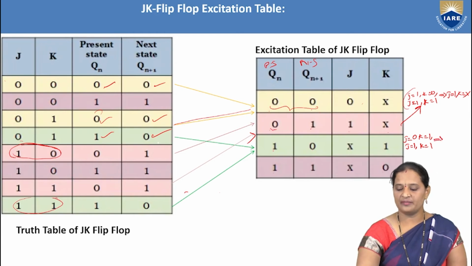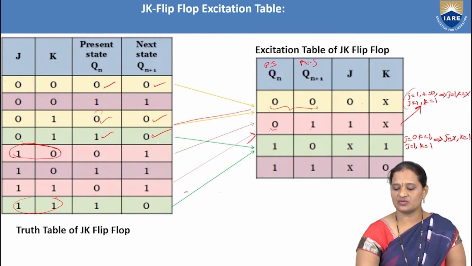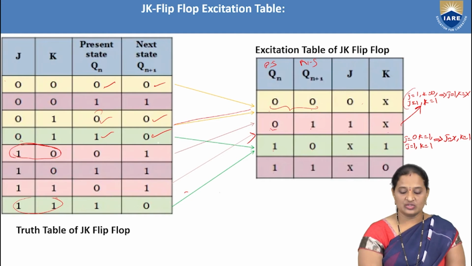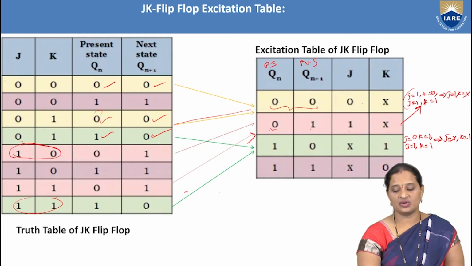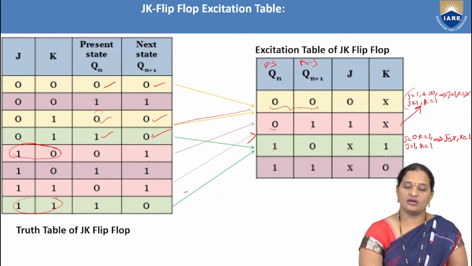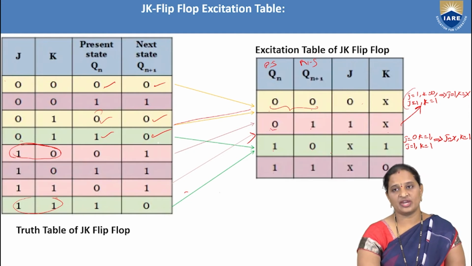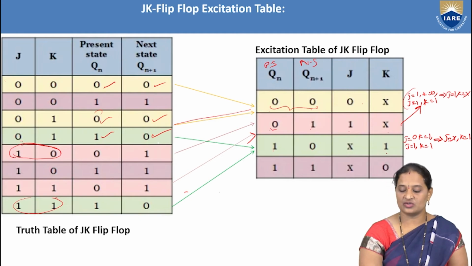So j is equal to 1 and k is equal to 1. If you observe this one, I can write j as don't care, since j is varying, and k is common, so k is equal to 1. Don't care, 1. So in order to have a transition from 1 to 0, don't care and 1 must be the inputs given to the JK flip-flop respectively. J is don't care and k is equal to 1.